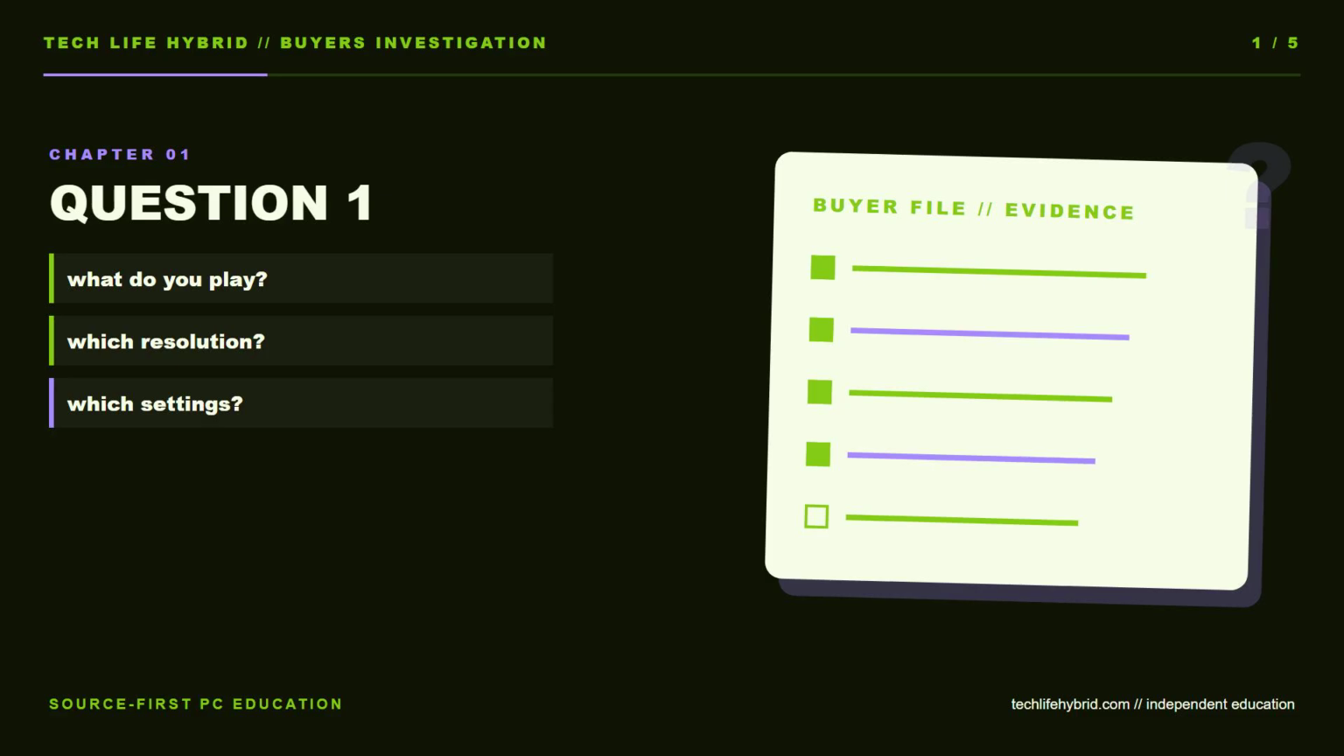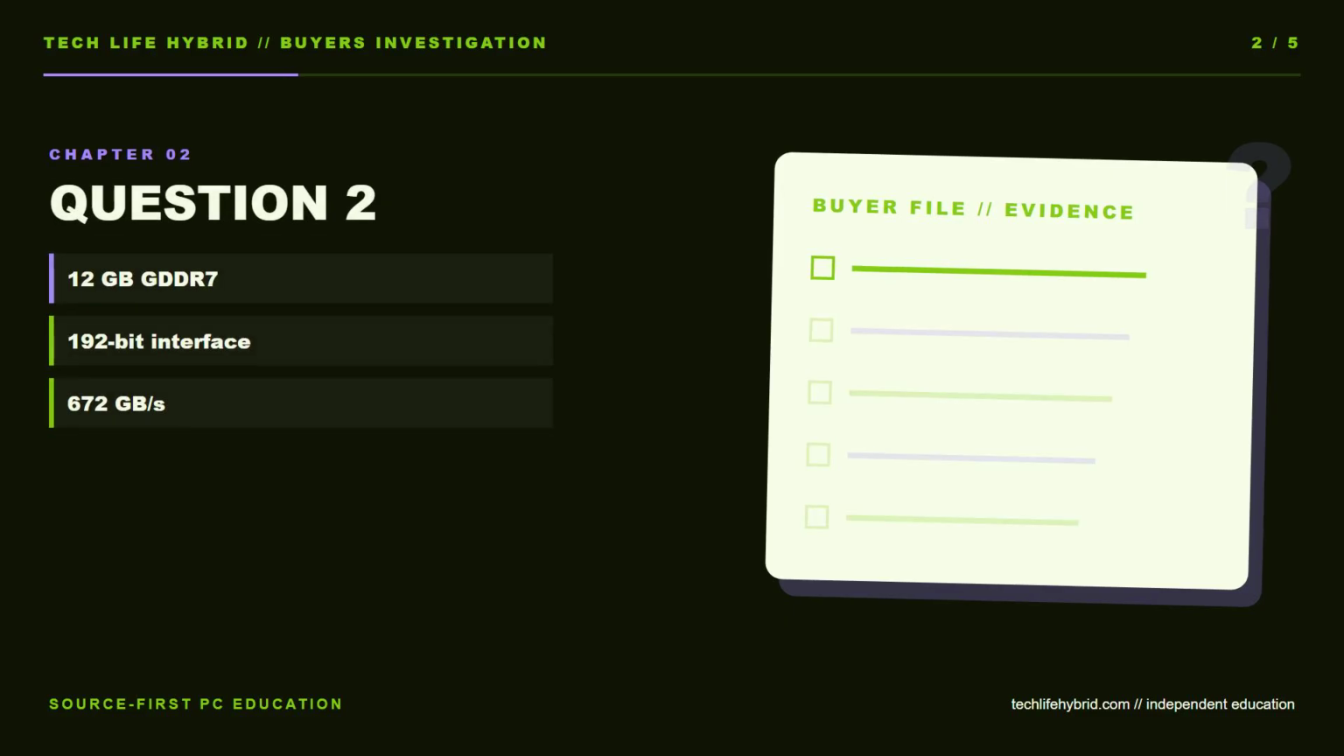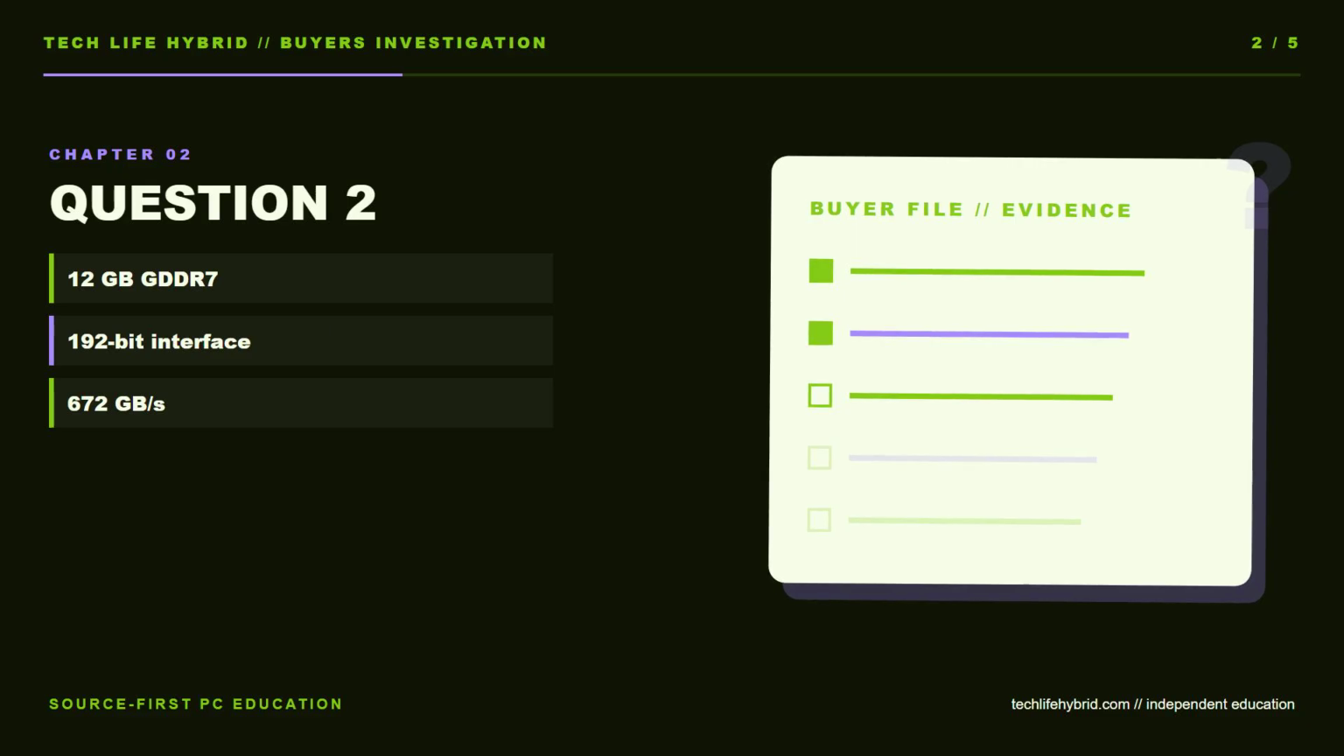Question 2. What does the memory specification tell us? NVIDIA publishes 12 GB of GDDR7 for the RTX 5070, connected through a 192-bit interface, with 672 GB per second of published bandwidth. Capacity, interface width, and bandwidth are related but not interchangeable. 12 GB does not behave identically at every resolution and texture setting. Watch for memory pressure, frame time disruption, or settings that exceed the practical target in the particular game.